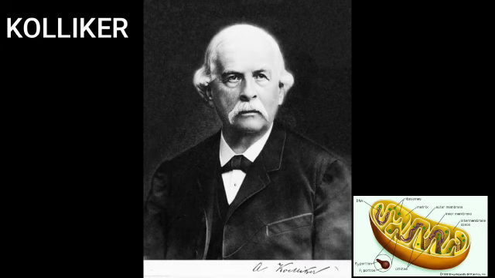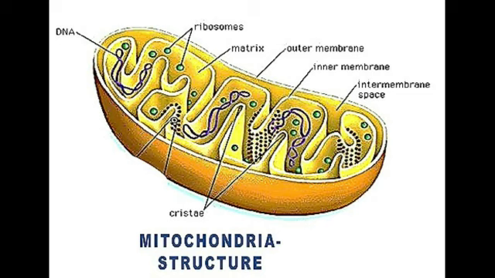Mitochondria vary in size from 0.5 μm to 2 μm. Mitochondria contain 6 to 70% protein, 25 to 30% lipids, 5 to 7% RNA and small amount of DNA and minerals. Now we'll go on into the structure of mitochondria.